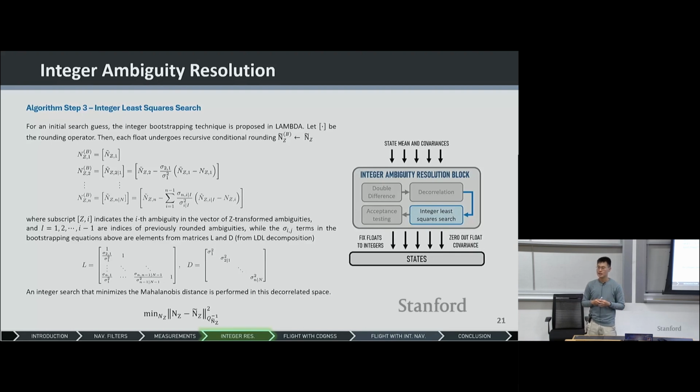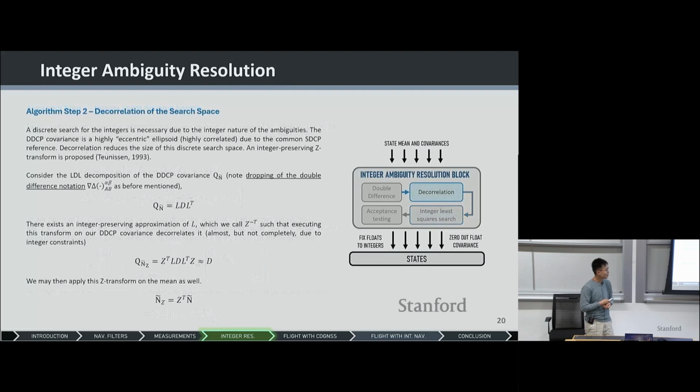Yes? Could you explain the Z transform again? Like, I guess in the previous slide. Yeah, so the LDL decomposition, if I was interested in finding out what the optimal float ambiguity is, that would just be what I already have in my Kalman filter, right? Because my Kalman filter, ideally, if I design it well, will converge to the optimal solution.